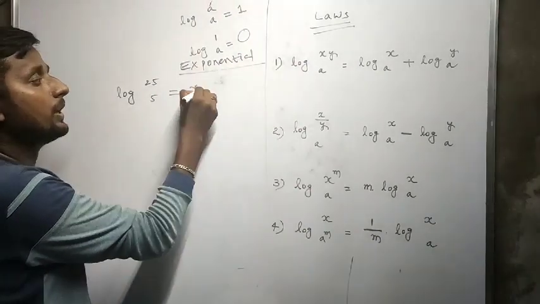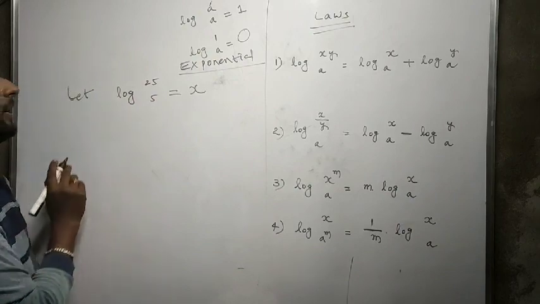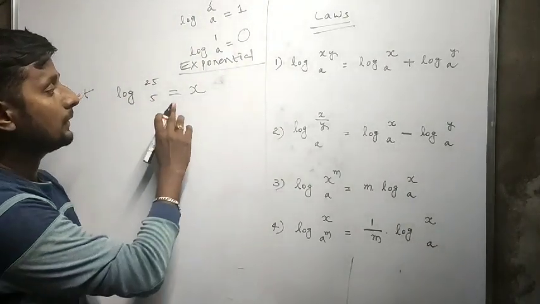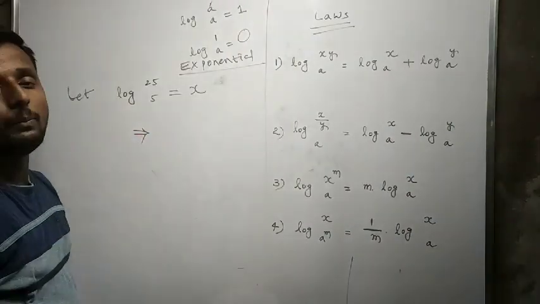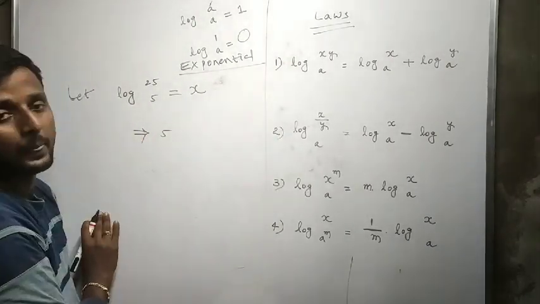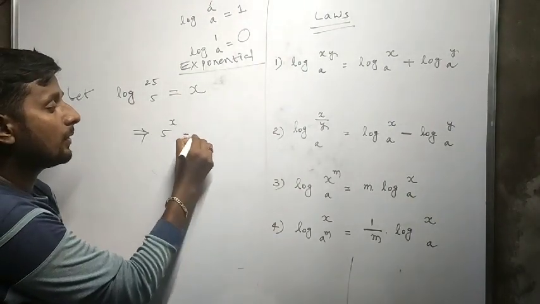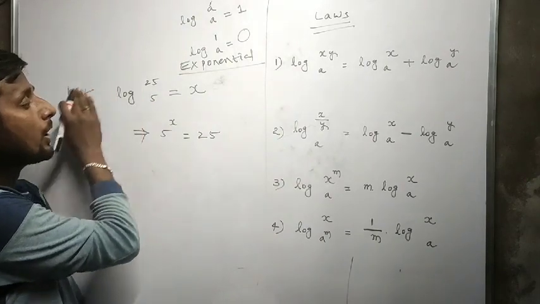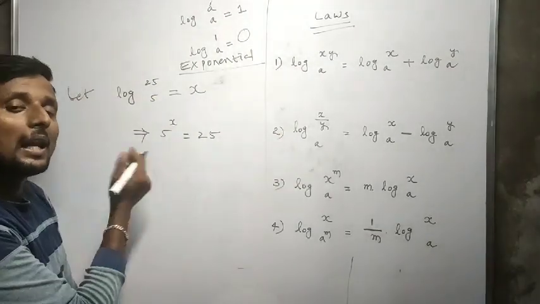I have written, let log 25 to the base 5 is equal to x. So if you convert to exponential form, what will happen? The base never changes, 5. These two will change their places, am I right? 5 power x is equal to 25. The log has gone and they interchange places. If there is no log, we'll add the log.